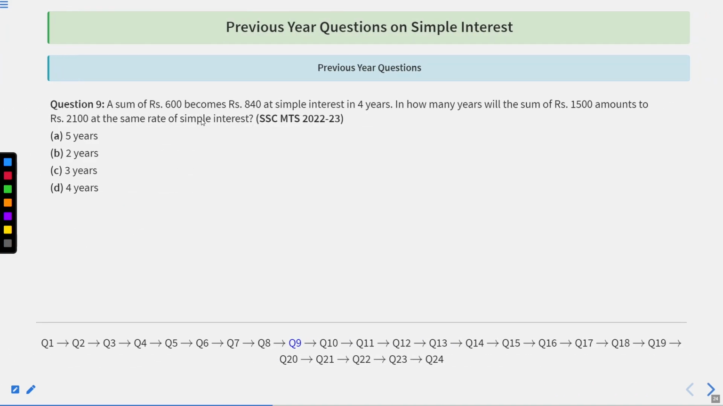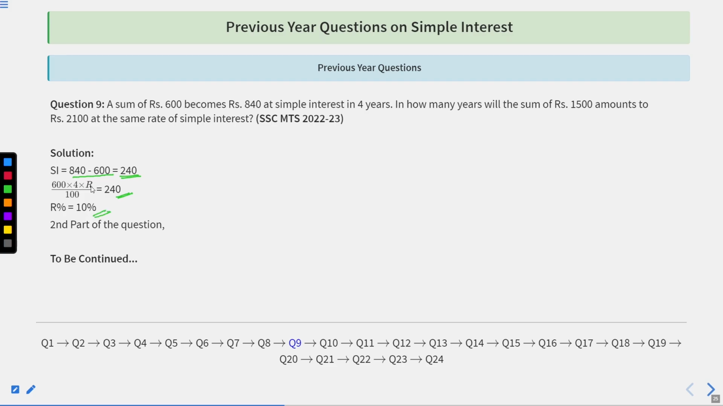Question number 9. A sum of rupees 600 becomes 840 at simple interest in 4 years. In how many years will the sum of rupees 1500 amount to rupees 2100 at the same rate of simple interest? So let us have a look over the solution. The simple interest is equal to 840 minus 600, that is 240. So 600 into 4 into R upon 100 is equal to 240. So the rate R percent is equal to 10%.